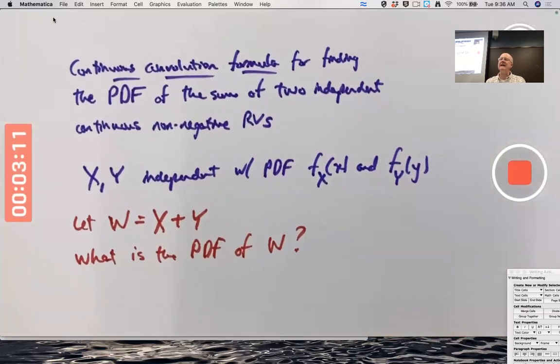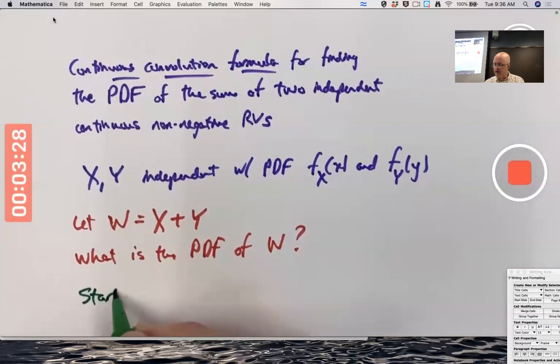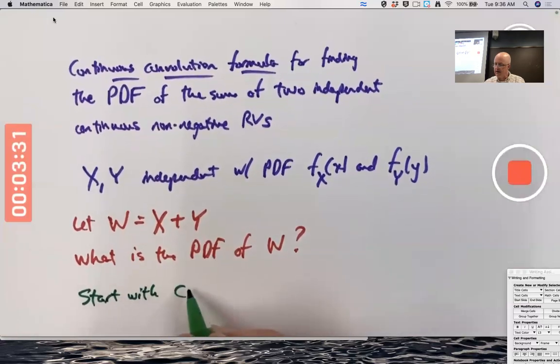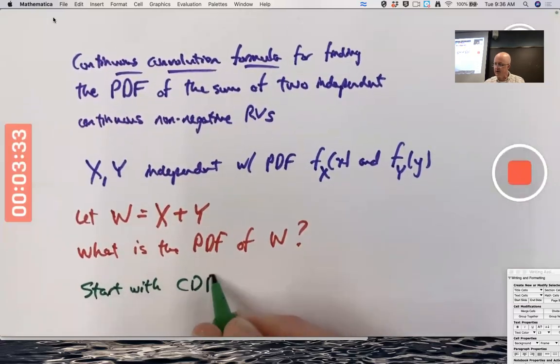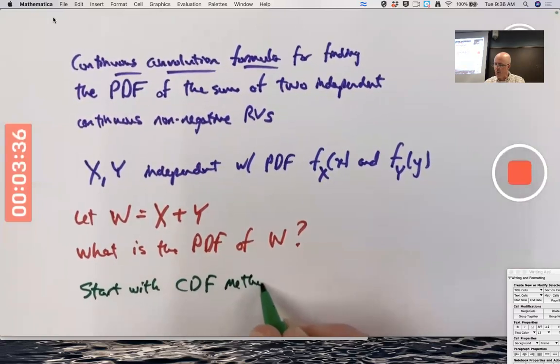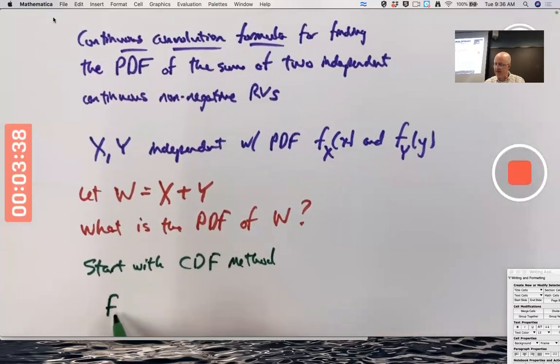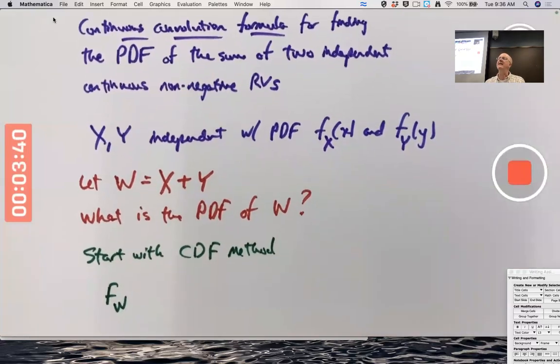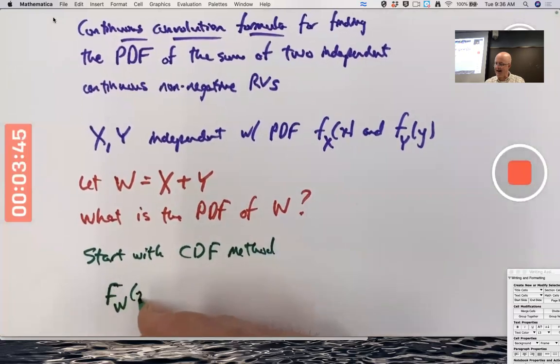Let's derive this in the abstract, and then we'll apply it to a certain situation, in fact, the same situation we looked at before spring break. We'll use the CDF method, the cumulative distribution function method, where we first write down the CDF of W, and then we differentiate it to find the PDF, as we've done a lot.